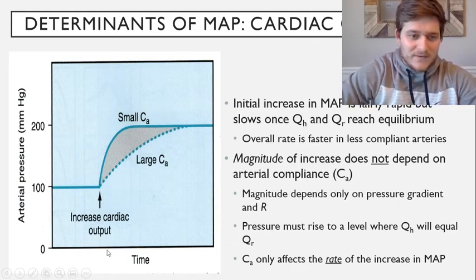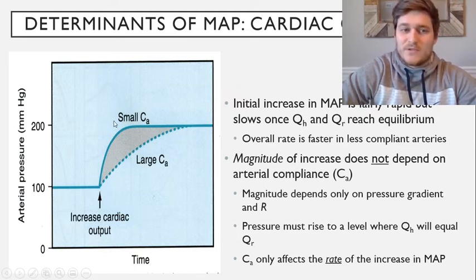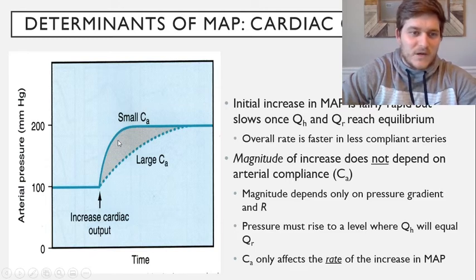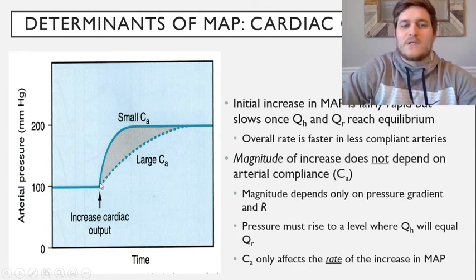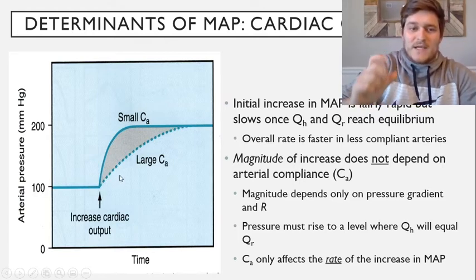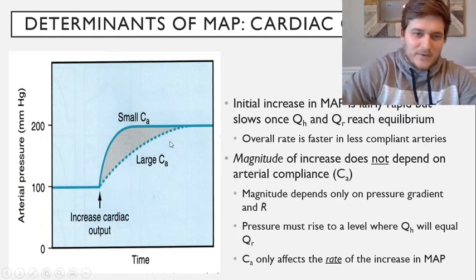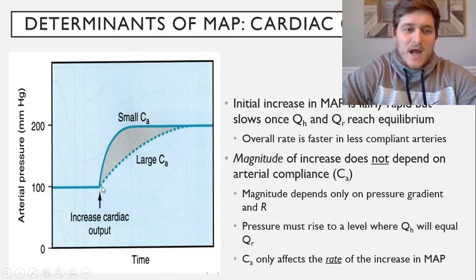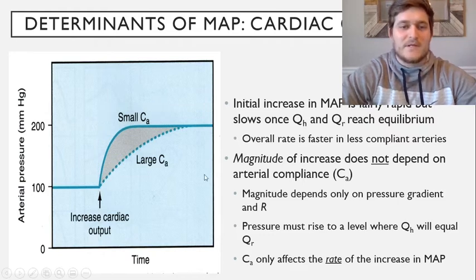So ultimately, if there's an increase in cardiac output, mean arterial pressure is going to increase no matter what the compliance of the arteries is. But again, if your arteries are more compliant, then the rate of it is a little bit less, and those pressure differences will increase a little bit slower as compared to less compliant arteries.